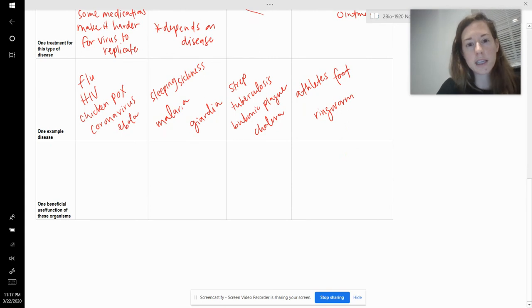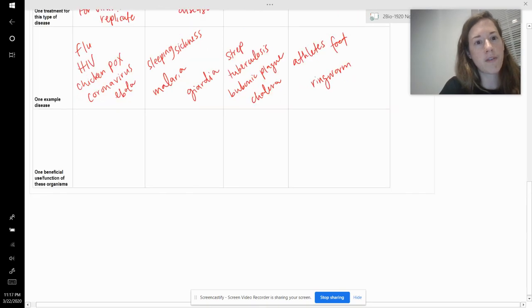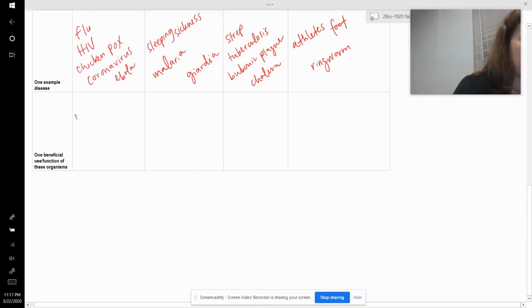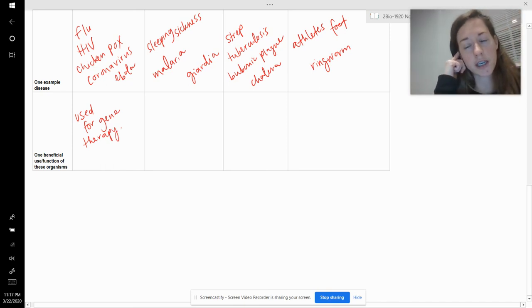And then, of course, these are all things we've talked about, but they're not always bad for you. They're not always pathogens. There are good things about all of these different groups of organisms, except for viruses, which aren't really organisms, but there's still beneficial uses for them. For viruses, they can be used for gene therapy. So they can actually be used to insert genes into human cells that don't work correctly.